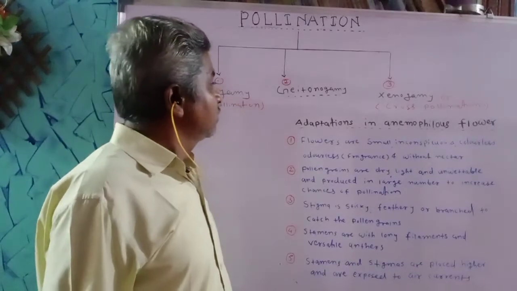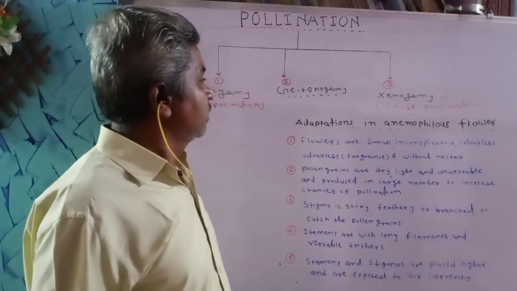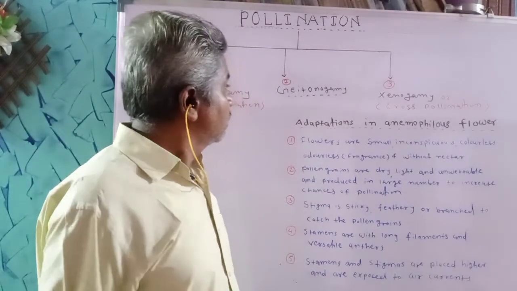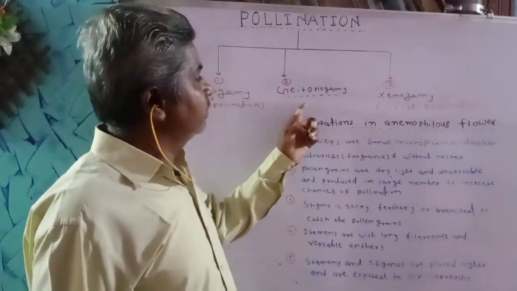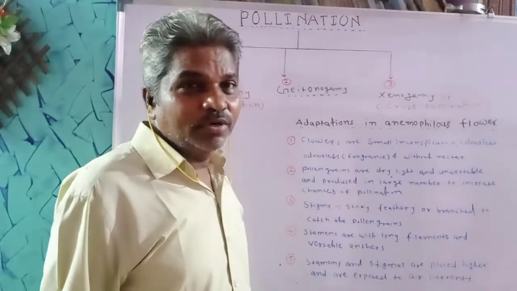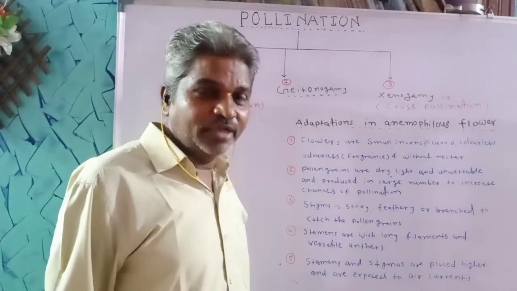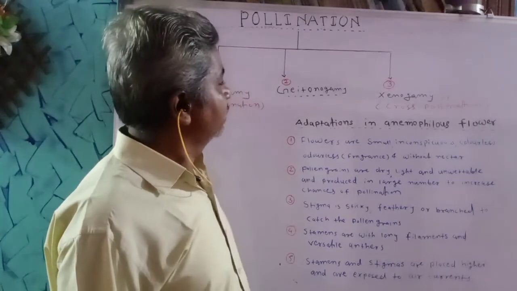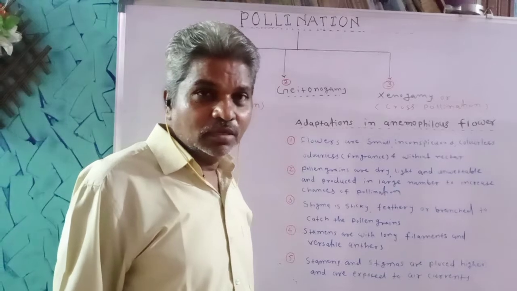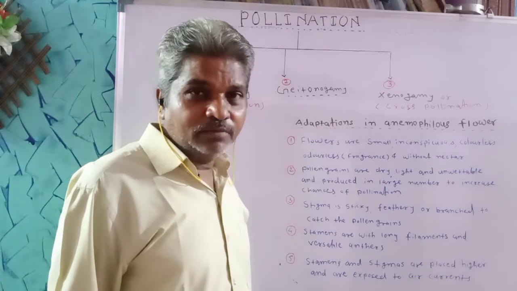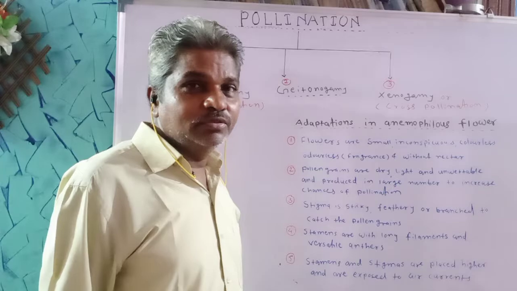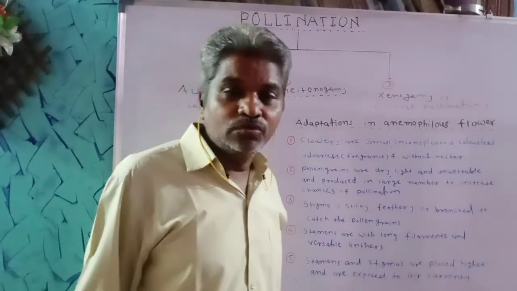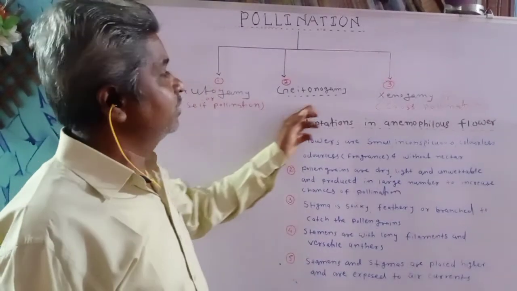In such type of geitonogamy, two flowers are involved, but these two flowers are born on the same plant and are genetically similar, so this geitonogamy is also a type of self-pollination.